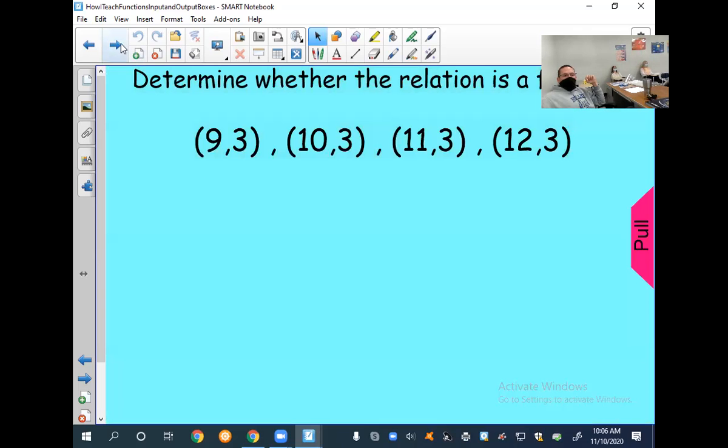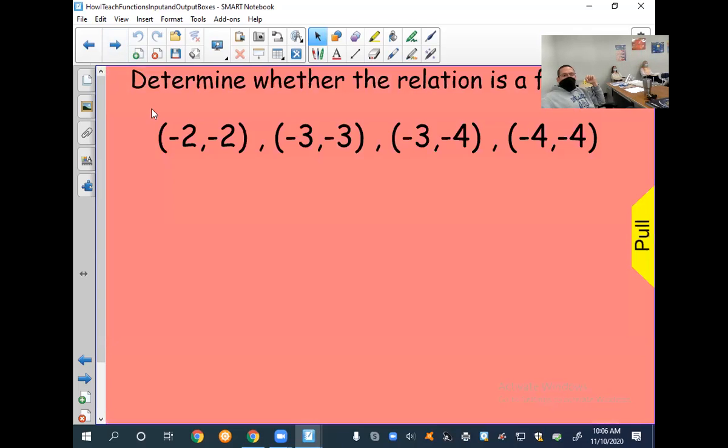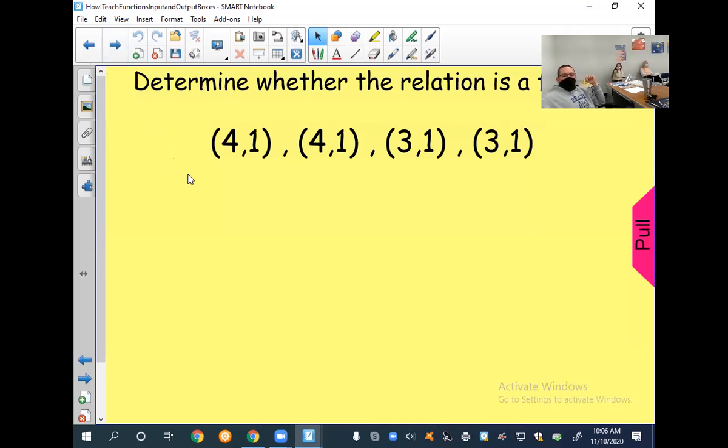What about this one? Yeah. What about this one? -3 goes to a 3 and a 4. Is that good? No. What about this one? It is good? But the 4s repeat. But it goes to the same number. That's dirty right there, but it seems like we're having a pretty good idea. If the number repeats, but it goes to the same Y, is that okay?